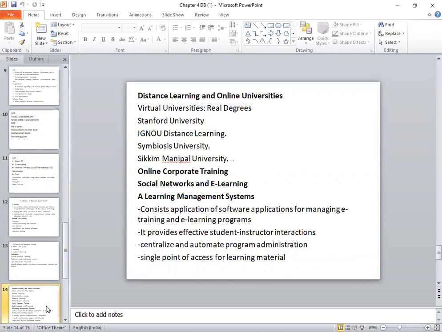So if there is any meeting scheduled, everybody can have access to this common platform or common portal with the help of these application tools. And hence we say it is the student instructor interaction. It smoothens the interactions between both of them. Centralized and automated program administration.